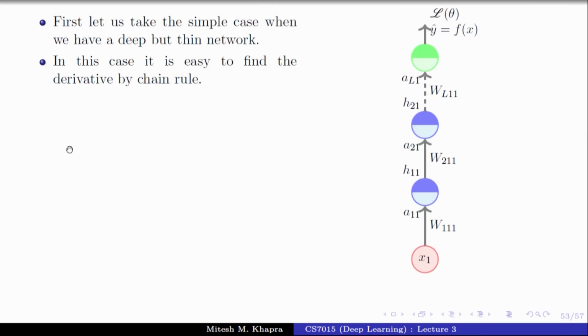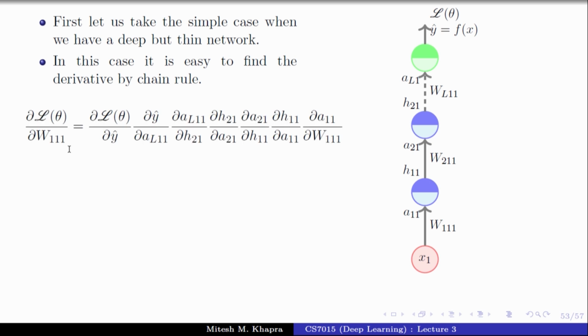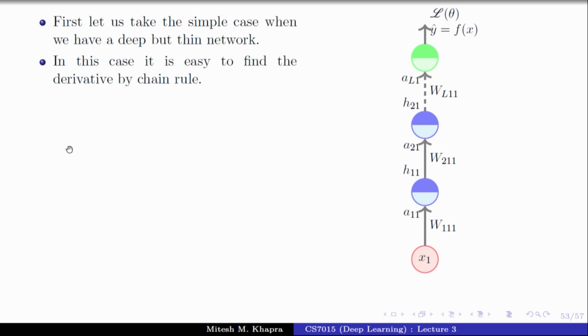So let's take the very simple case where we have a deep network, but a very thin network. What do I mean by thin network? I just have one neuron in every layer. I don't have these N or D1 neurons in every layer. I just have one single neuron. So it's a very thin network, but it's a deep network. Now in this case, suppose you wanted to compute the derivative of the loss function with respect to the first weight, which is W111. How would you do it?